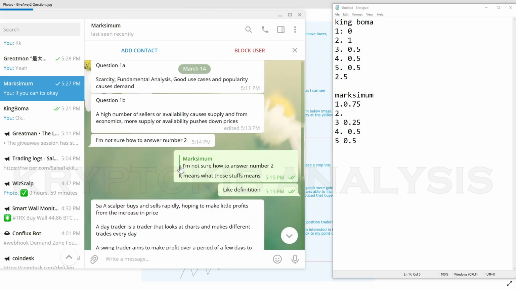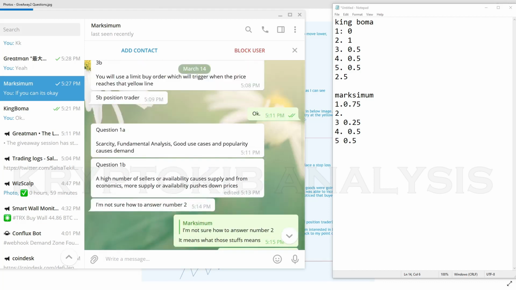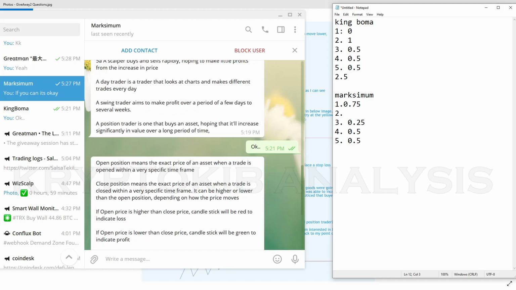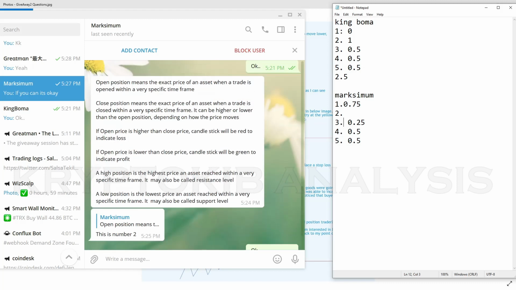I'm not sure he answered 5B. Okay, 5B. He said position trader. That's wrong. So 0.5 there. So which one is left? Question number 2. Okay, this is it, I think.